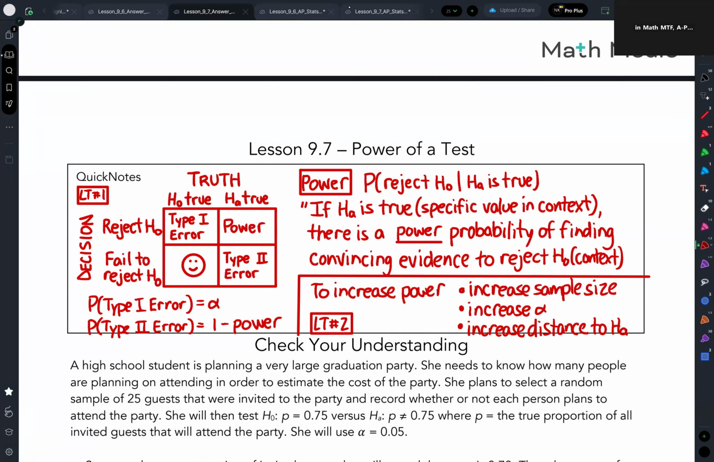And so we've looked at it. If we reject the null and the null is true, that's a type 1 error. If we fail to reject the null and the alternative is true, that's a type 2 error. Now, if we fail to reject the null and the null is true, we're good to go.